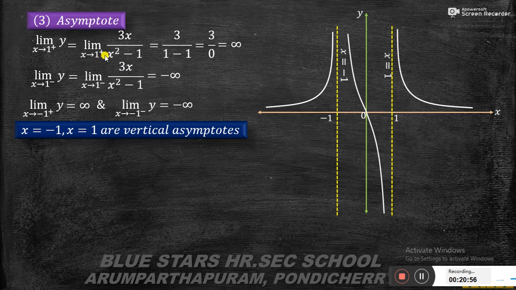So the limit as x tends to 1 plus means the right hand limit. I substitute x equal to 1, so 3 into 1 by 1 minus 1. 1 minus 1 is 0, so 3 by 0, and 1 by 0 is infinity.